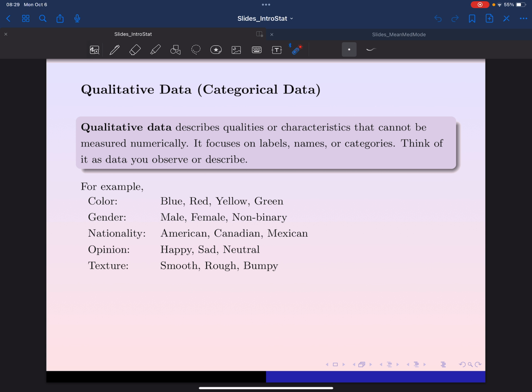Now, we can have qualitative data. Qualitative data describes qualities or characteristics that cannot be measured numerically. It focuses on labels, names, categories. Think of it as data you observe or describe. So qualitative data would be everything that is not a number. For example, color could be blue, red, yellow, and so on. Gender could be male, female, and so on. Nationality could be American, and so on. So those are examples of qualitative data.